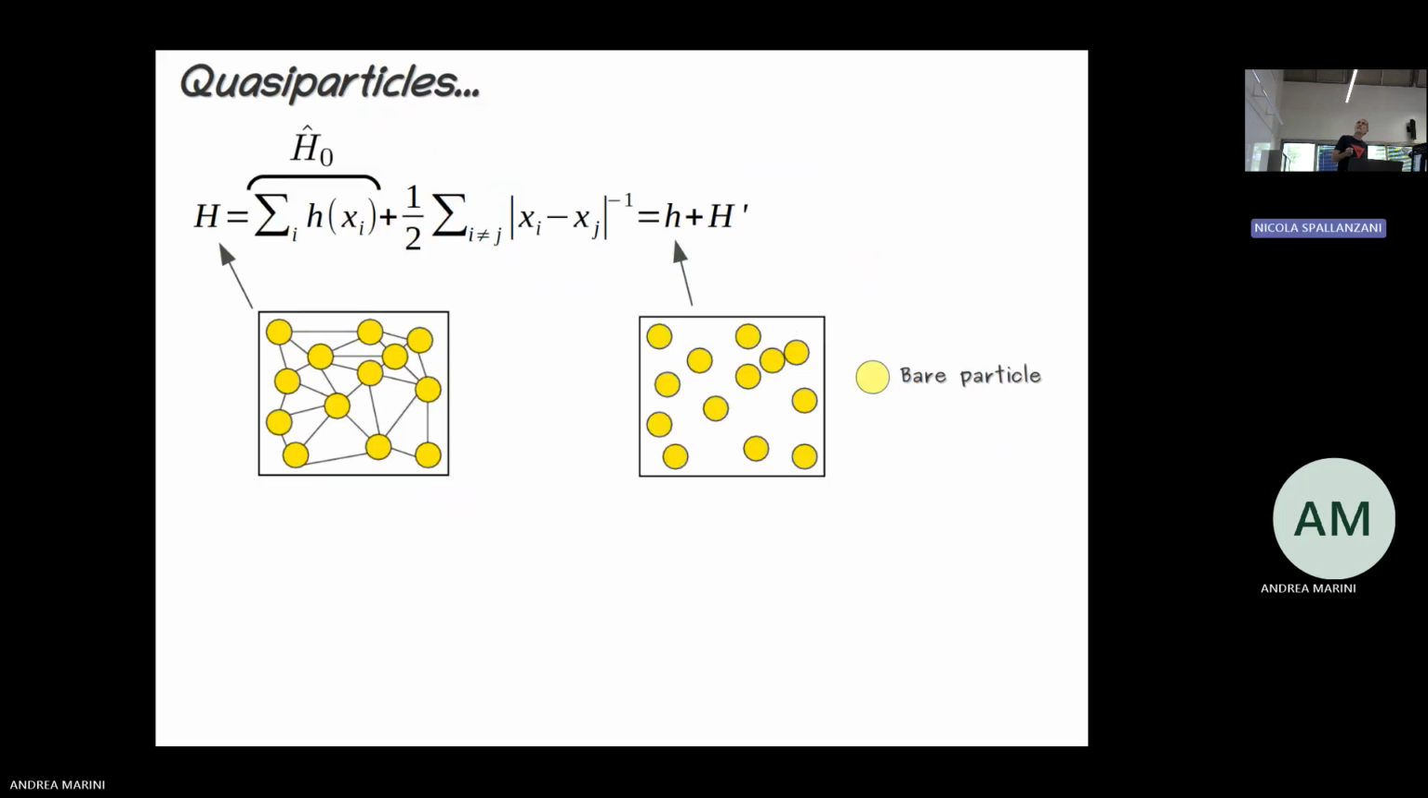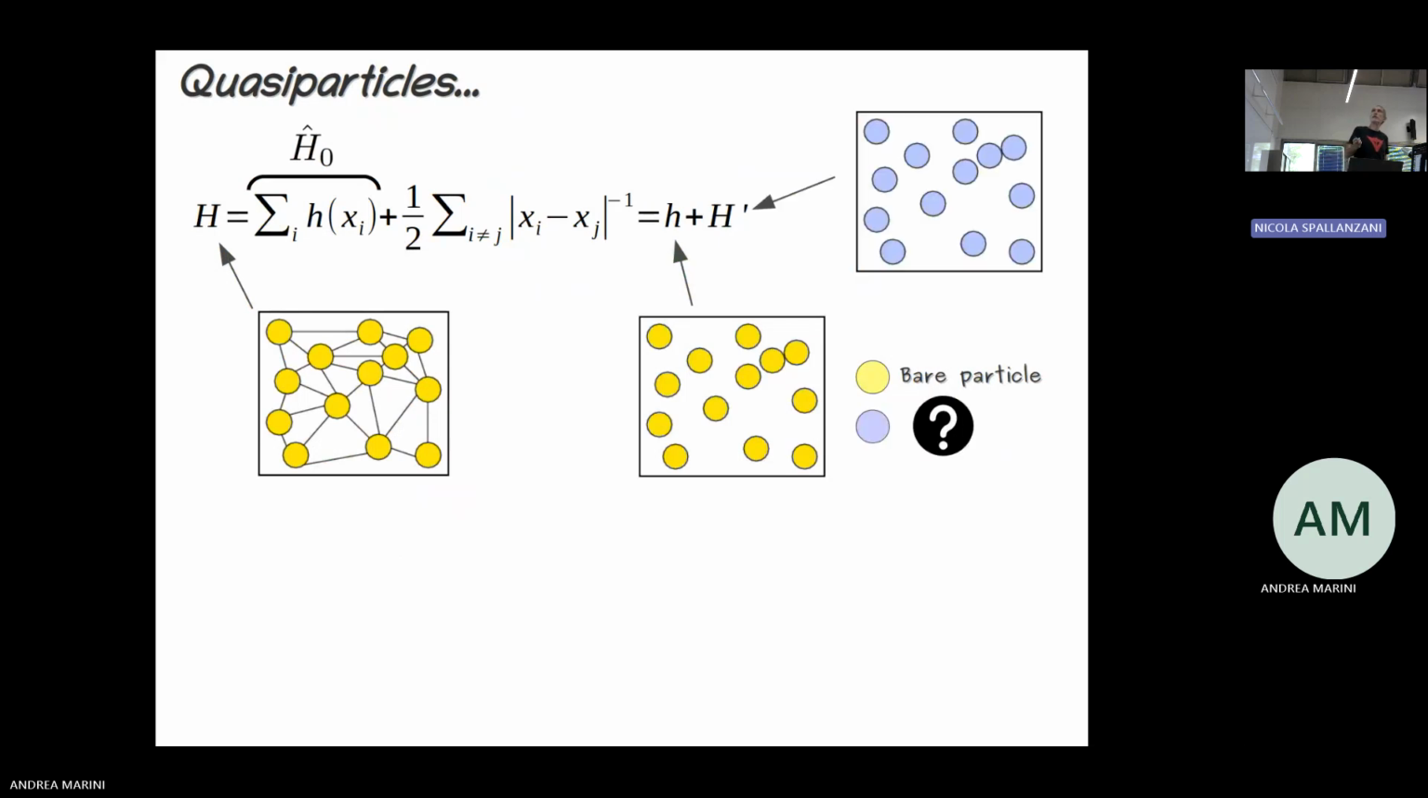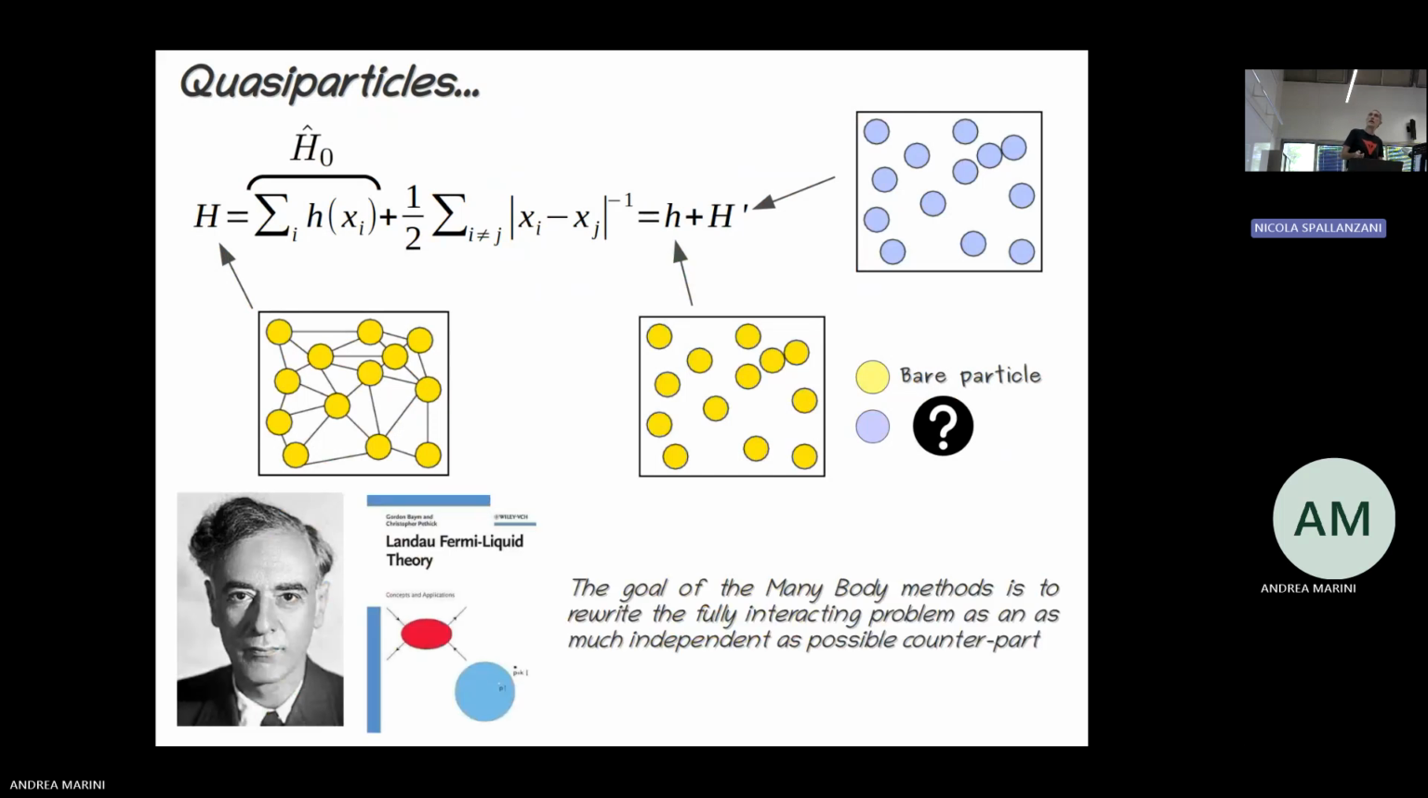Then what happens with many-body? So what is the goal of many-body? What would you like to do? The goal of many-body is to replace this fully interacting object with a non-interacting or weakly interacting gas of something, where this something is indeed quasi-particles. So this is the goal of many-body.